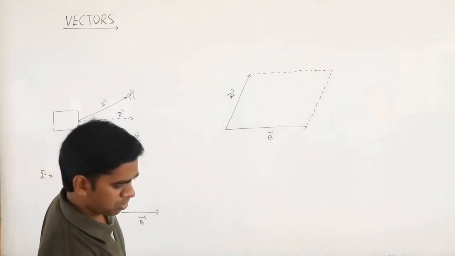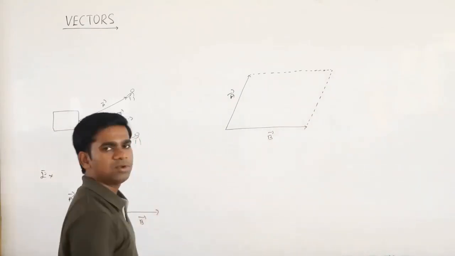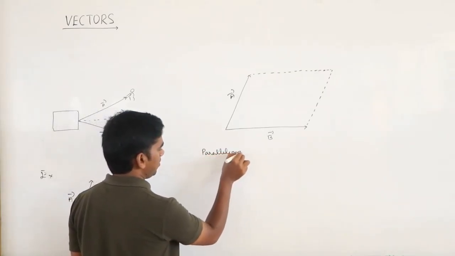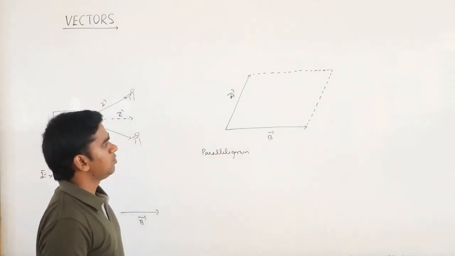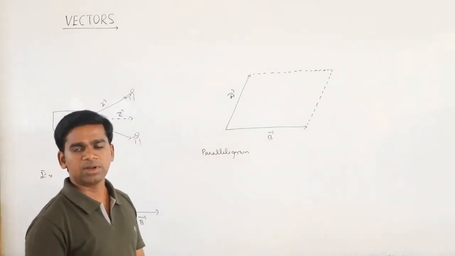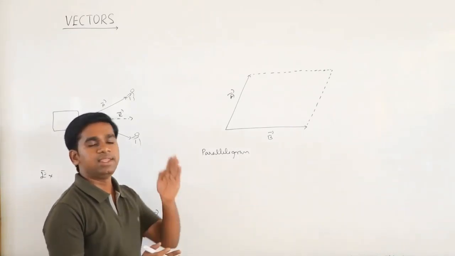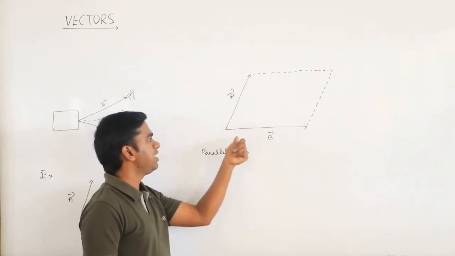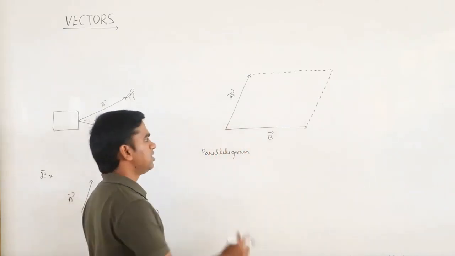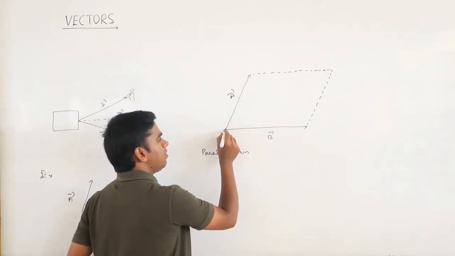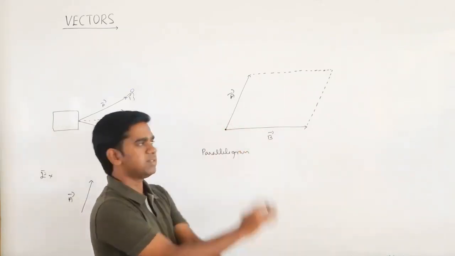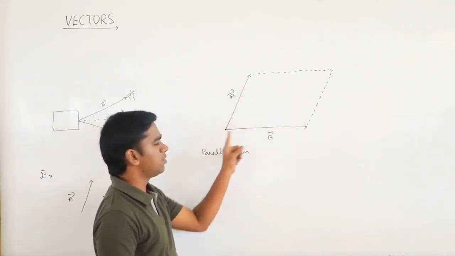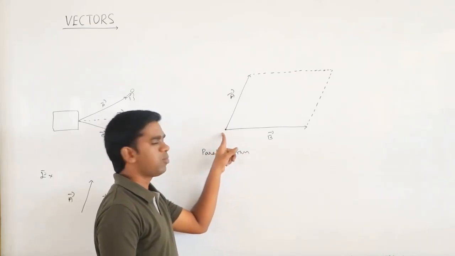So now this became what? Now this became a parallelogram. Okay. So now after completing the parallelogram, what will be the resultant? Very simple. The diagonal of the parallelogram which is passing through the point of intersection of A and B will be your resultant. What is the point of intersection of A and B? This is the point of intersection of A and B. So the diagonal of this parallelogram which is passing through the point of intersection.